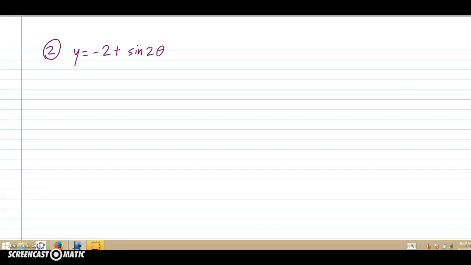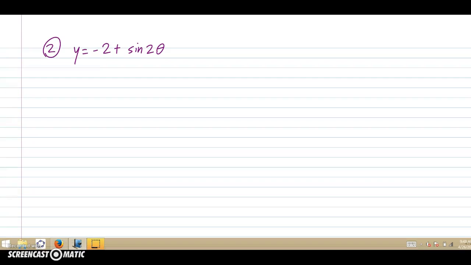Now we start getting into a little more of the fun ones. So y equals negative 2 plus sine of 2 theta. Notice this one's a little different. We have a negative 2 plus this time. Also, notice we're in theta again, so we're in degree mode, so keep that in mind.